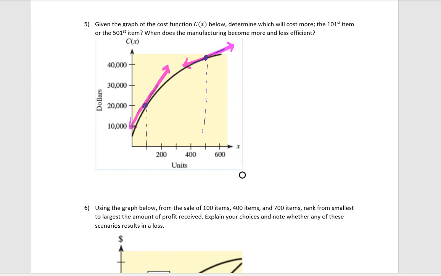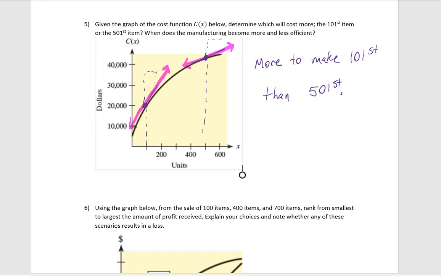So what that means is that it will cost more to make the 101st item because I have a steeper tangent line, which means that it's going to cost me more money to produce the 101st item than it would to produce the 501st.